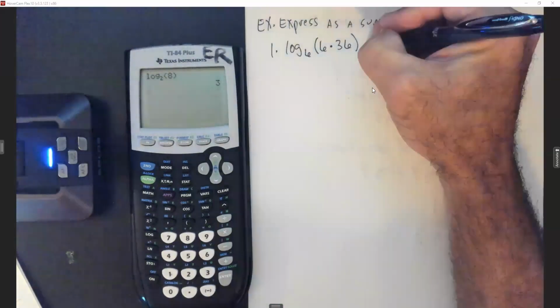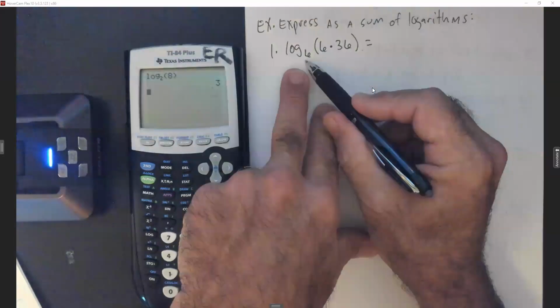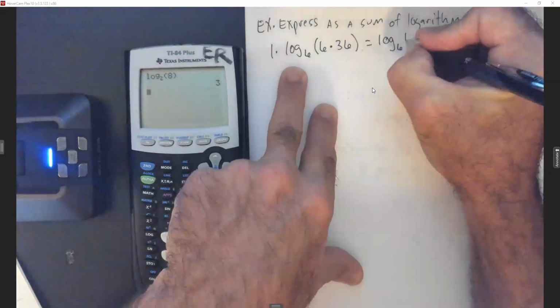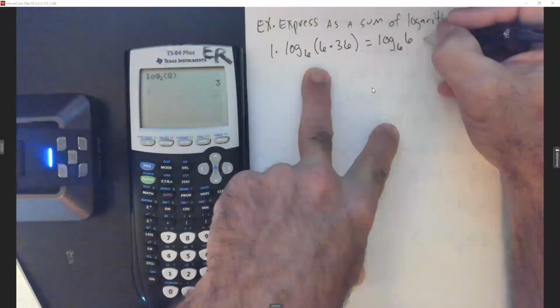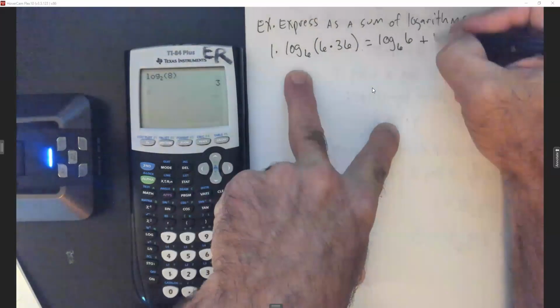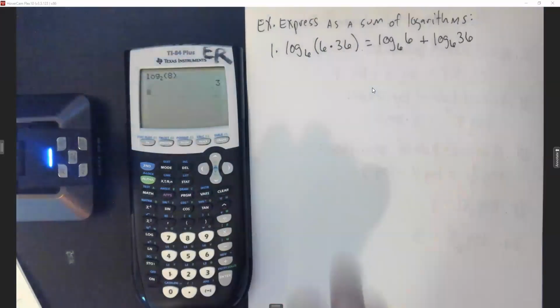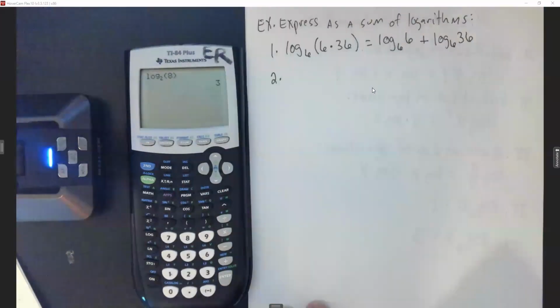So what I would do is I'd distribute my log base 6 to both of these. So I get a log base 6 of 6. And then remember, since these are being multiplied, we rewrite them as a sum. And then you distribute the log base 6 to the 36. Now you could go further, but they just wanted me to rewrite that, and that was it. So a lot of these in this section, you're just rewriting to change them, okay?